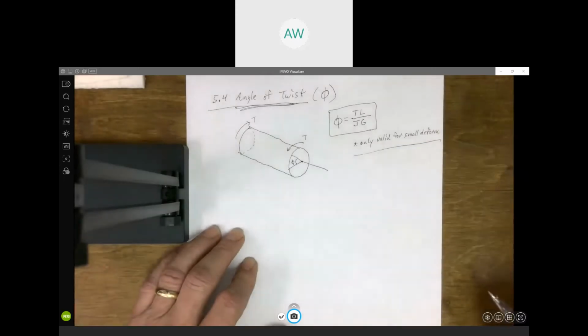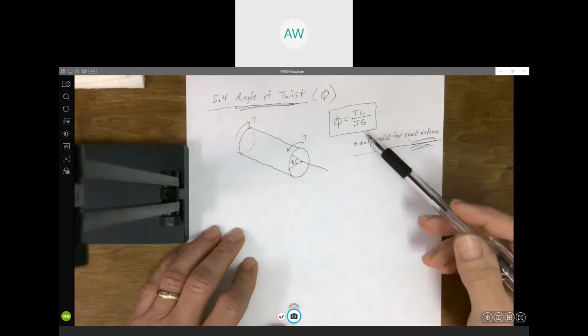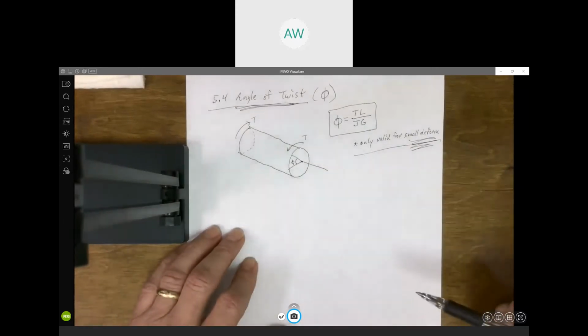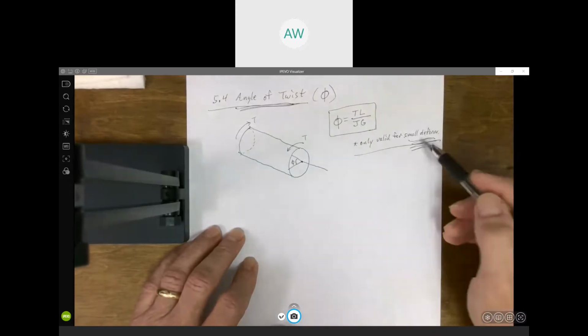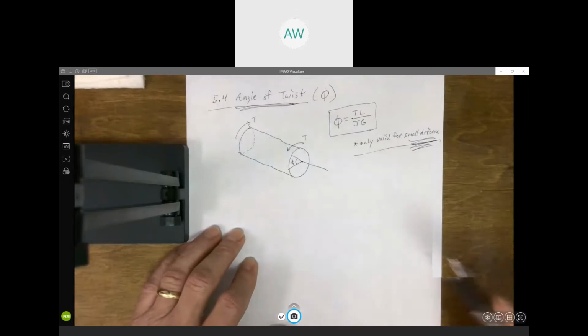Because we use Hooke's law for shear to derive this. So if you looked at the shear strain diagram for that particular material, it would have to be in that linear region, which is, again, we're talking about small deformation. You get big deformation, the stress is going to be larger. Hooke's law is not valid anymore, which means this formula is not valid, right? But in reality, in the real world, we're going to see small deformation. But this is the formula.